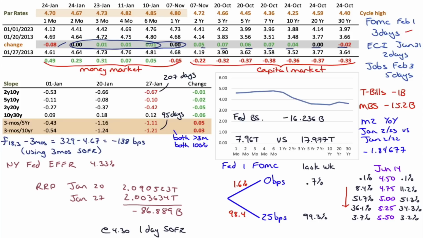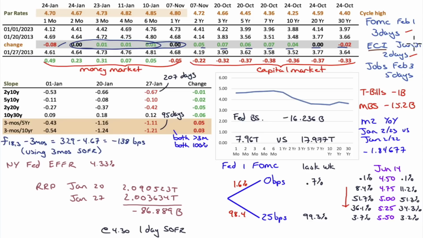We have the FOMC rate decision in 3 days. We have the ECI, the Employment Cost Index, in 2 days. And when we look at what the Fed says they're looking at, core PCE for services, less housing. That's no different than the labor market, because the biggest driver in services, less housing, is labor. So that's going to be a big number.